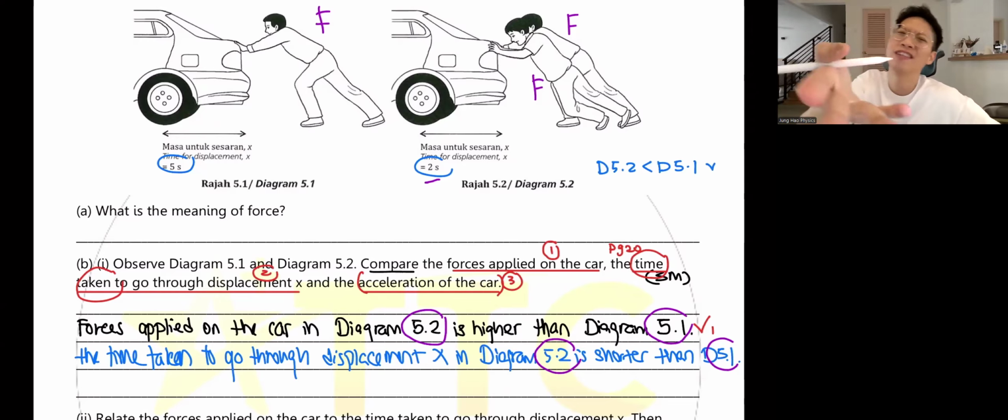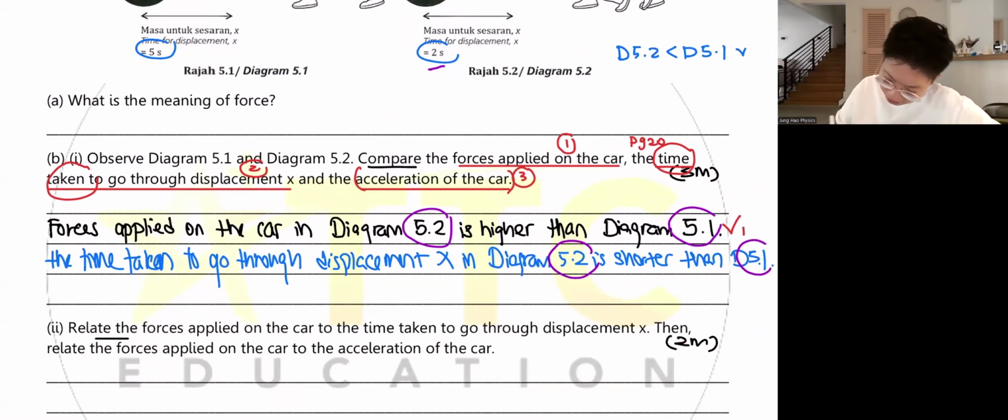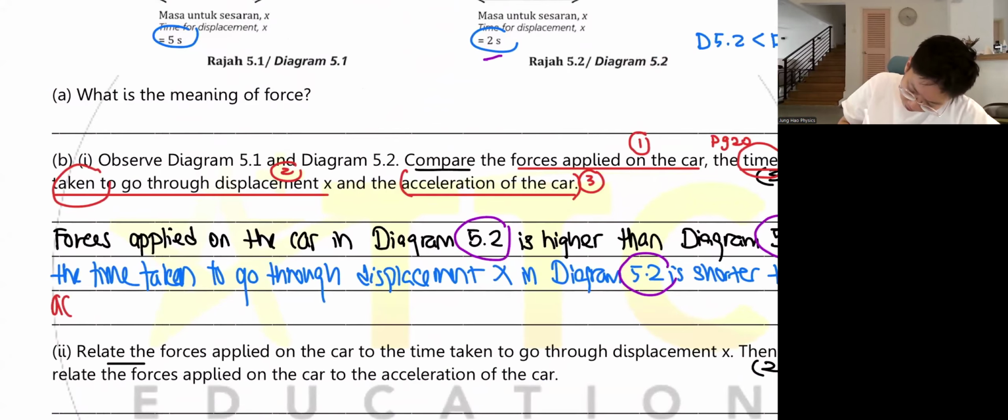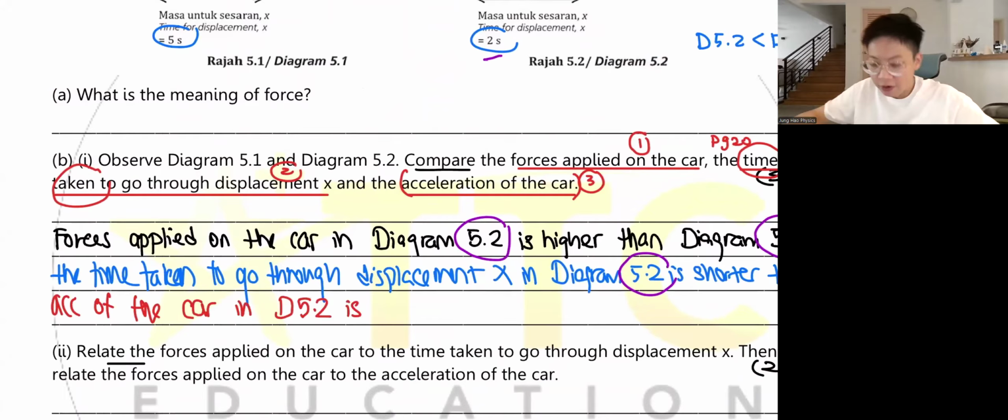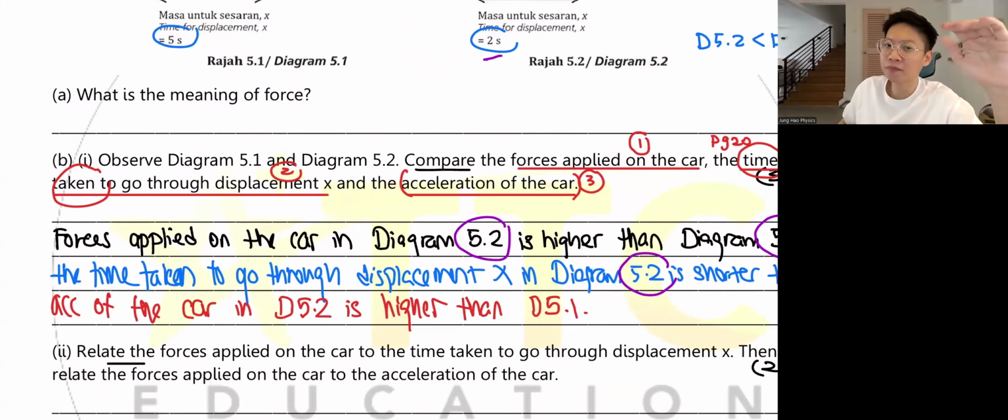Because 2 seconds, right? Obviously faster, right? Okay, so we can say the acceleration of the car in diagram 5.2 is, okay, what is the word to describe acceleration? Can I say faster? Yeah, is higher than diagram 5.1. Guys, don't say "greater" can.